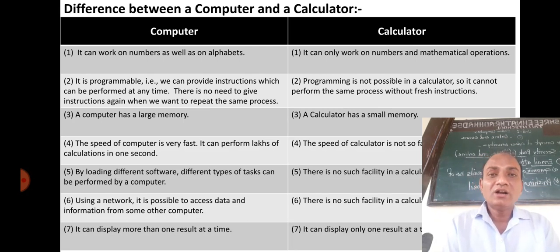Now the third difference: a computer has a large memory, but the calculator has a small memory.